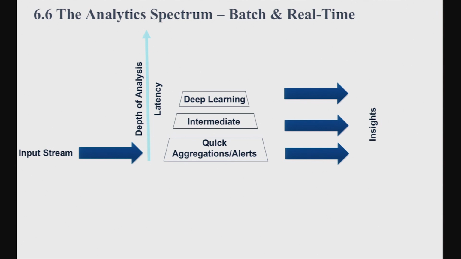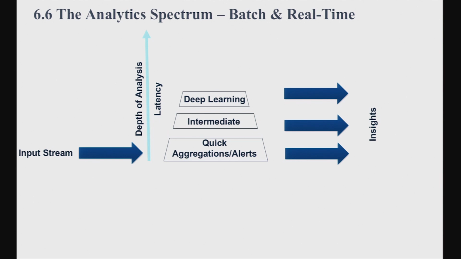So I just put together this diagram, which is an analytic spectrum. Batch and real time is not just one or the other. It's a spectrum essentially. You can derive some insights right away, quickly, in real time. As you process more and spend more time and increase the latency, you will probably get better and better insights. So there is a compromise at every stage.